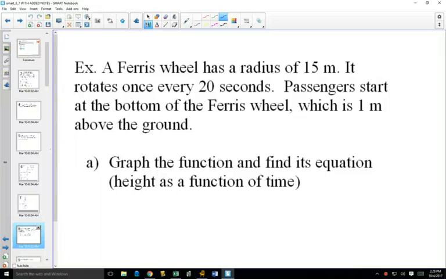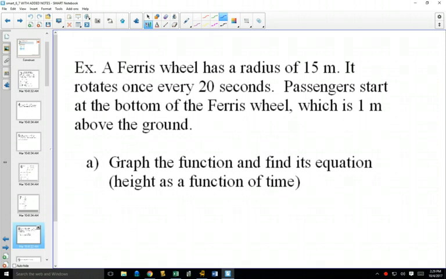This second example on here is harder than the first example. The first example is considered the easiest one because you had the equation given to you. This one, there's no equation, so we have to create a graph from the information that we're given, and use the graph that we created to find that function. The only information is we have a Ferris wheel that has a radius of 15 meters and rotates once every 20 seconds.